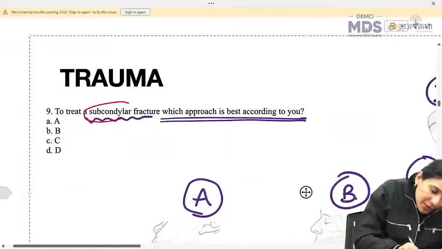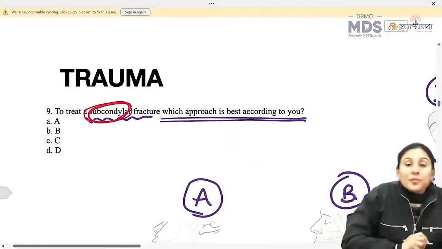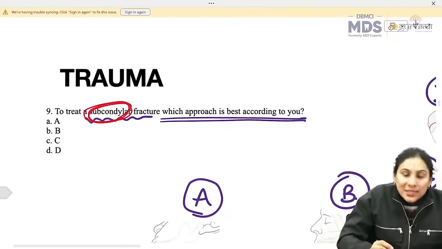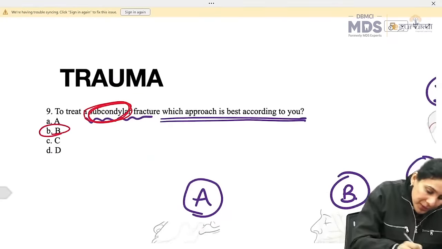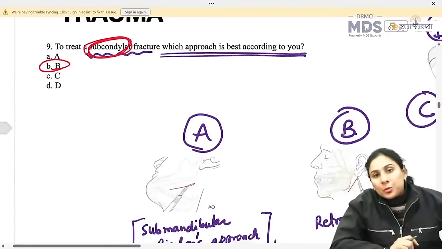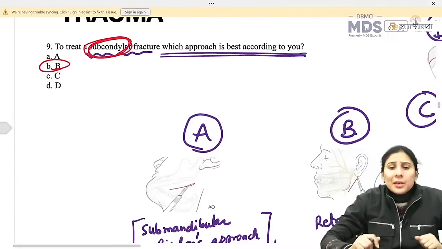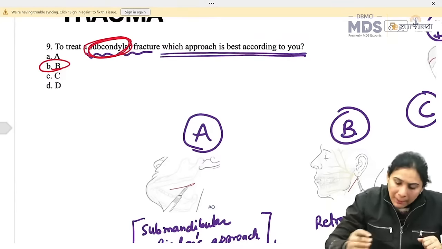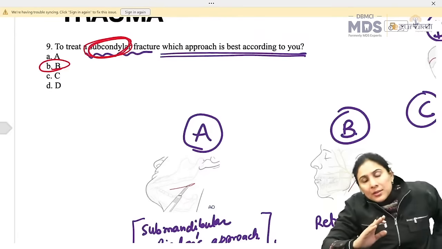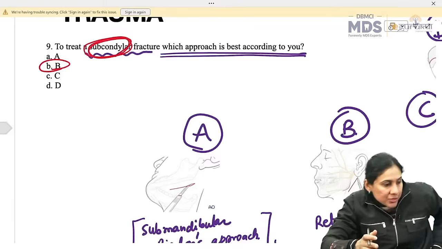Question is asking subcondylar fracture. So my answer will be B, retromandibular approach. Is this clear with all of you? Yes, postramal and retromandibular are similar. Behind the ramus and behind the mandible, they are the same approaches.